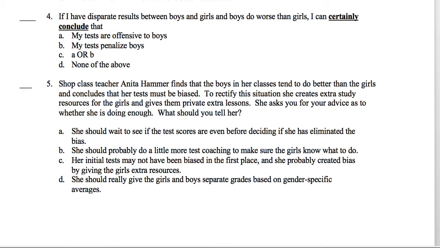Number 4, if I have disparate results between boys and girls, and boys do worse than girls, I can certainly conclude that A, my tests are offensive to boys, B, my tests penalize boys, C, either A or B, or D, none of the above. Well, in this case, the key thing to think about is whether this is a guarantee. If I see different results between boys and girls, is it a guarantee that some sort of assessment bias is occurring? And the answer to that is no, it's not.